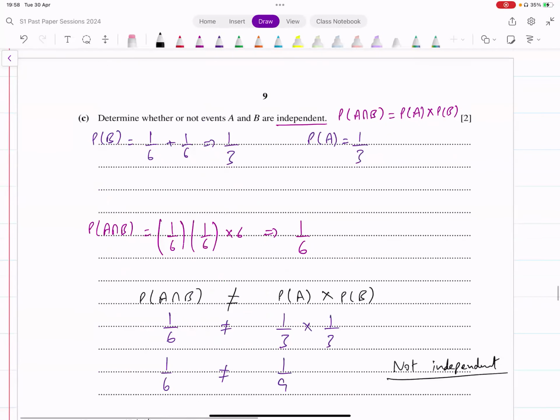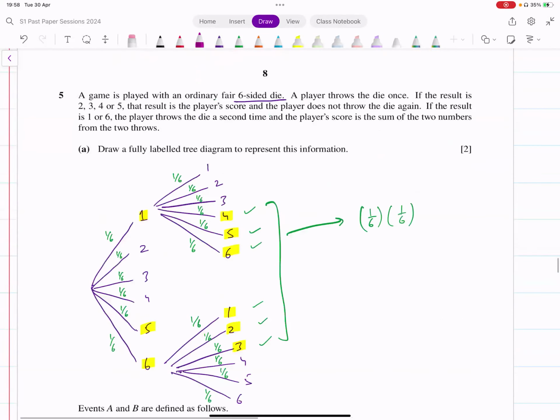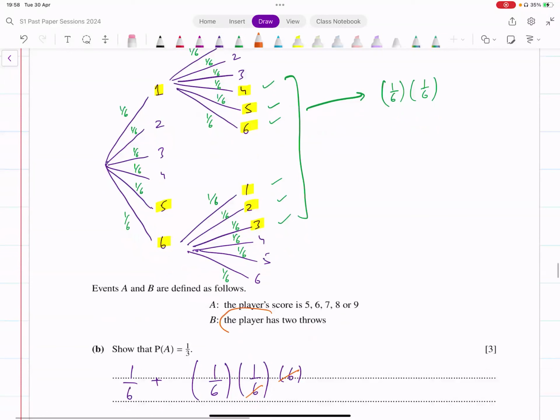Intersection means A intersection B. It basically means the probability of A and B both being true at the same time, right? When are both of these things happening? That the score is this. I've highlighted them in yellow when the score is 6 and the player has 2 throws. So amongst those cases where the score is 5, 6, 7, 8, or 9, how many of them are coming when the player had 2 throws?